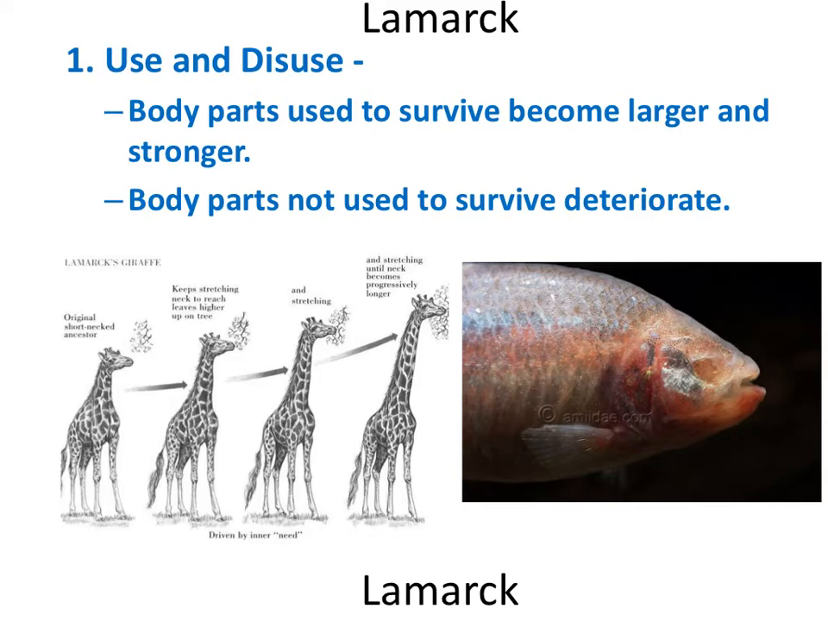So his idea of use and disuse is essentially that if you use a body part, it will get bigger or it will get stronger, and then that bigger, stronger body part would get passed on to your offspring. So he felt that when he looked at giraffes, he believed that long ago giraffes had a short neck, which is true. They did. We can see that in the fossil record. So Lamarck would have said, well, when these short-necked giraffes were alive, they needed to get food that was a little bit higher up on the tree. So they would stretch their neck and elongate those muscles by stretching.